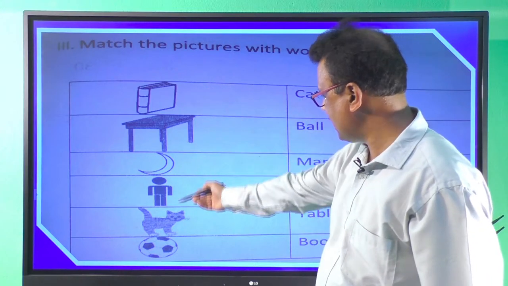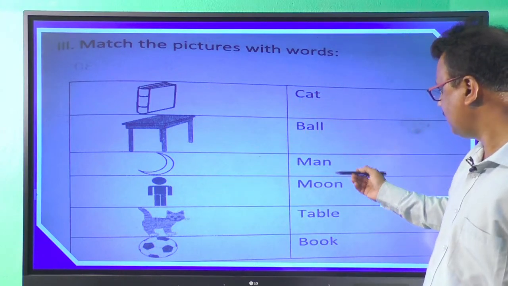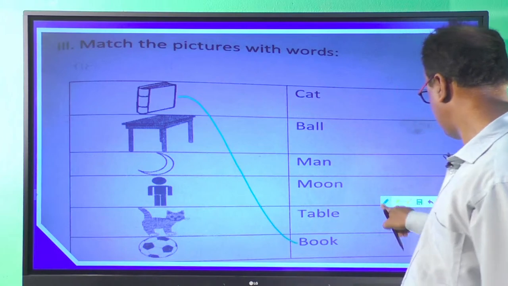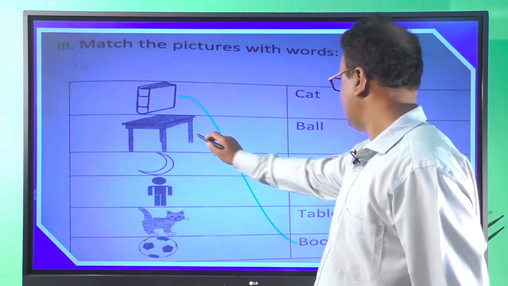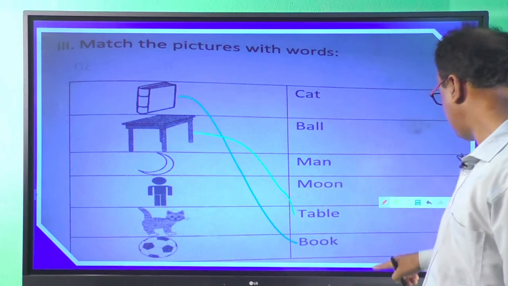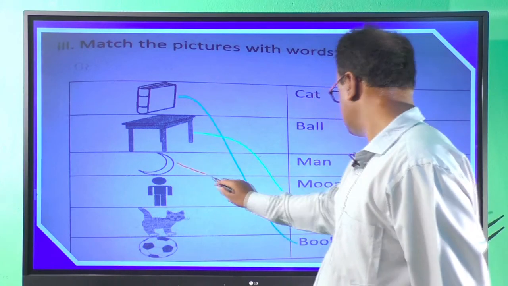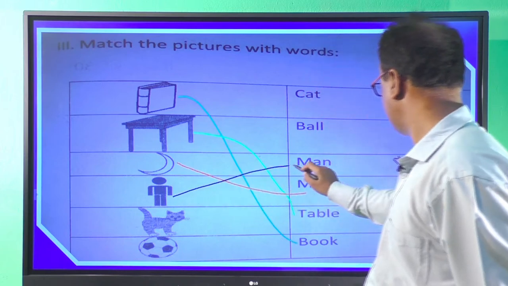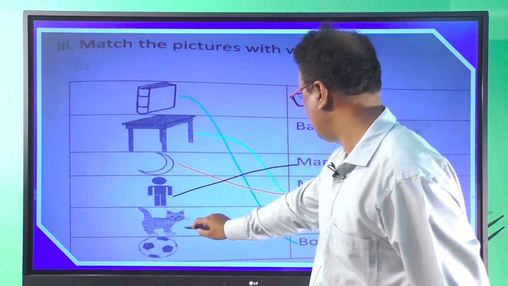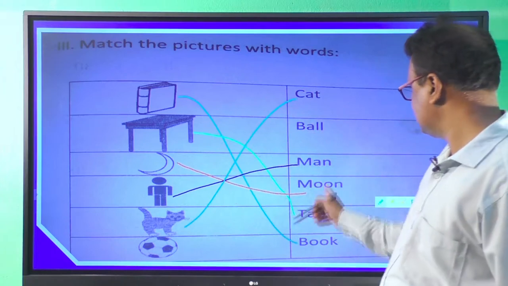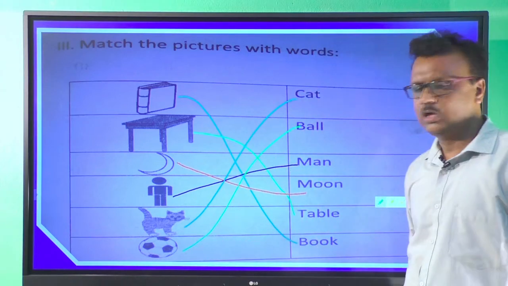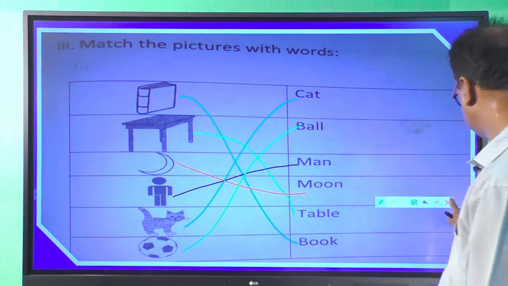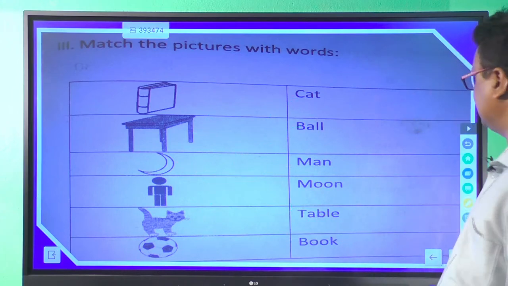See the picture, you can recognize them. Cat, ball, man, moon, table, book. So this is the picture of a book. Now draw a line. Okay, this is a table. Join it with table. Then this is a moon, so join it with moon. Then this is a man. Now join it with C for cat. Okay, now what is this? The ball. You can do it. So in this way you can recognize the pictures and the words. You have to just match them. Okay, it is very easy as well for your exam purpose.